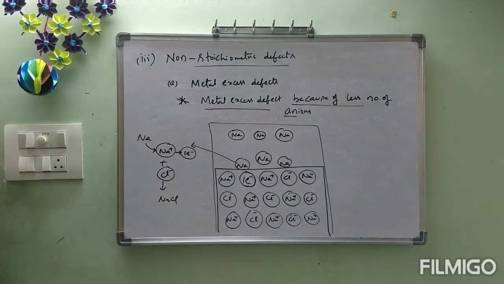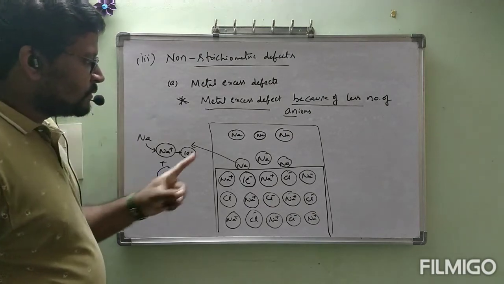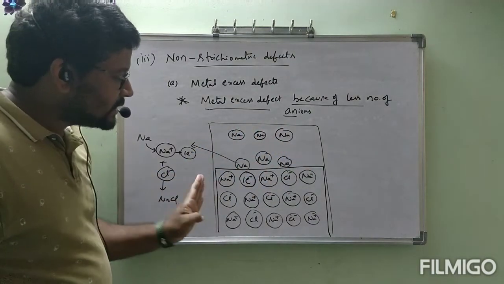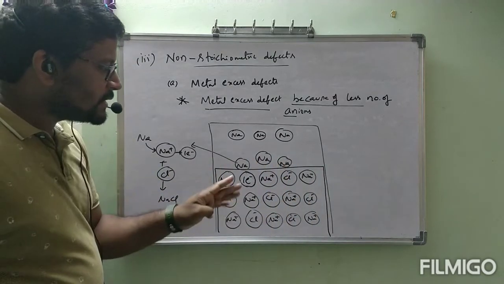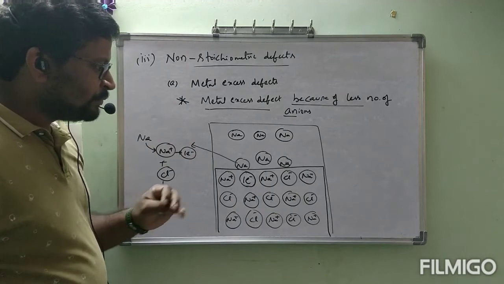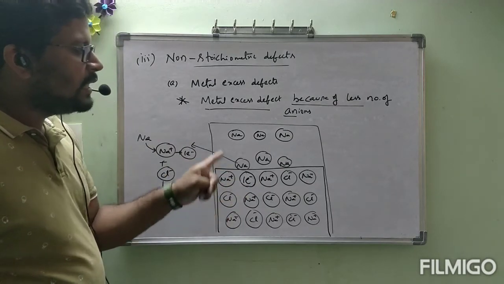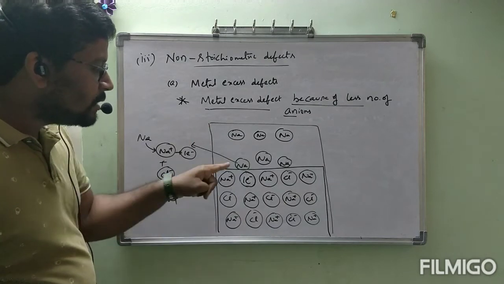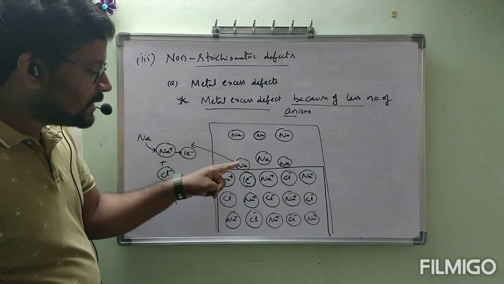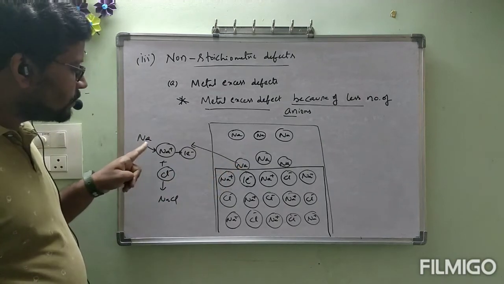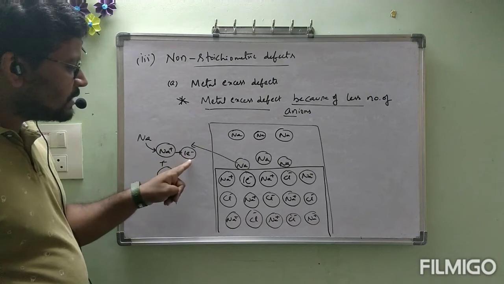Observe the diagram, all of you. I am going to repeat the process once again. These are all sodium atoms. This is an NaCl crystal. When we heat this NaCl crystal in the presence of sodium vapors, what is going to happen? The sodium present in the vapor state is neutral Na, and it is going to lose an electron to form Na plus and one electron.